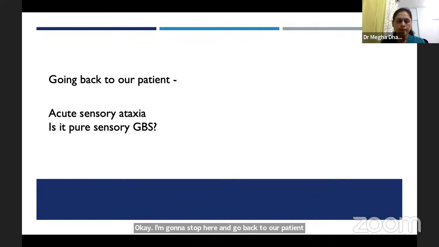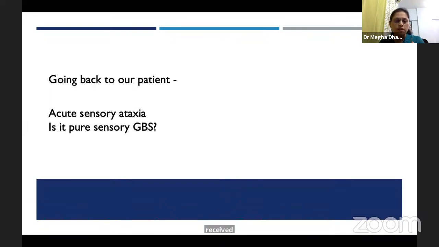Okay, I'm going to stop here and go back to our patient because there are a few things which would be useful to discuss. The first patient which Dr. Amna presented, the 42-year-old gentleman who presented with a rapid course of sensory ataxia, bedbound, and who was taking a lot of vitamins, received IVIG, and with a slow improvement.